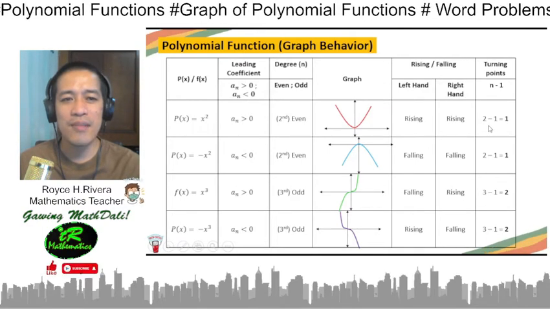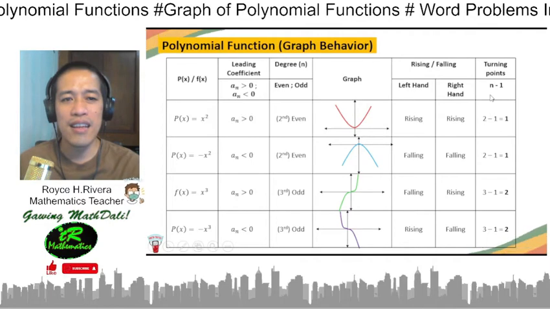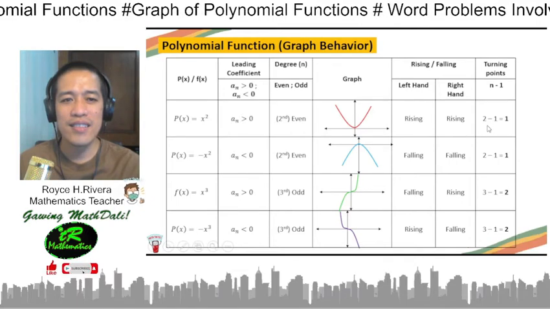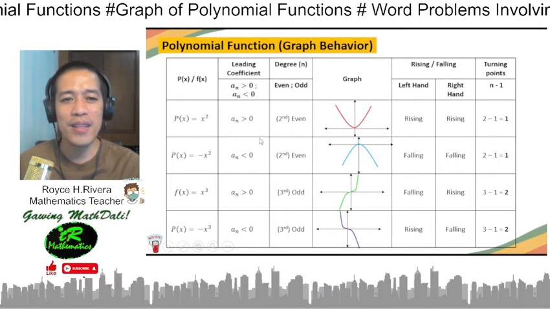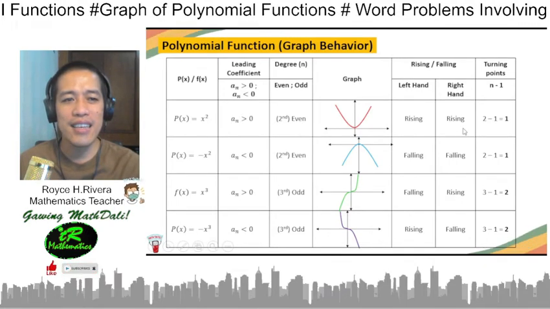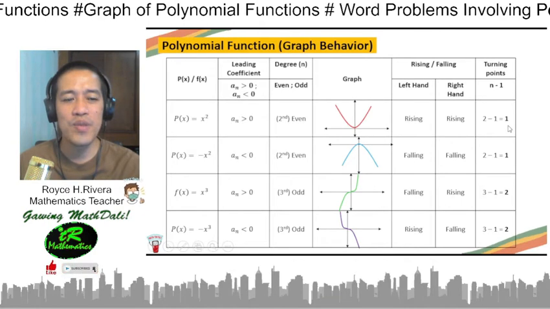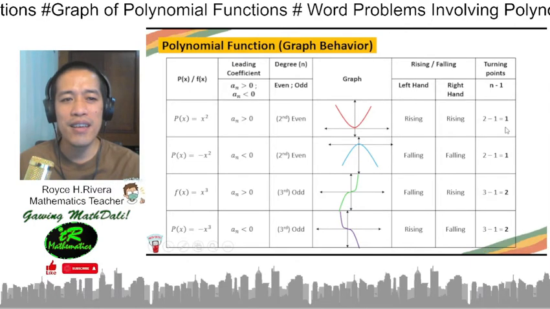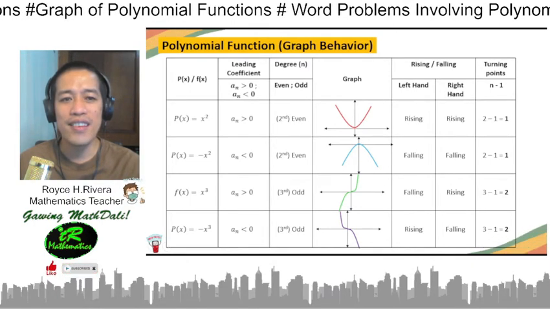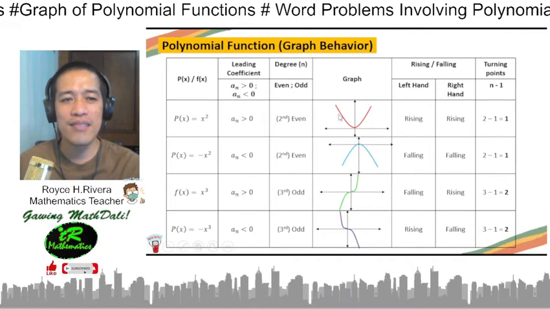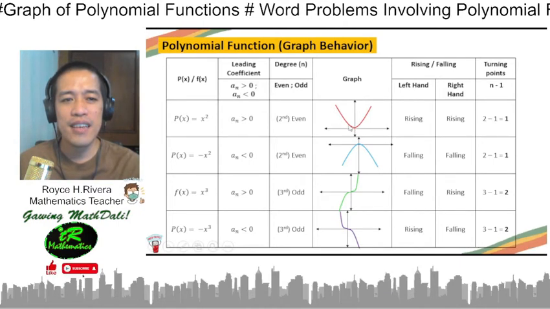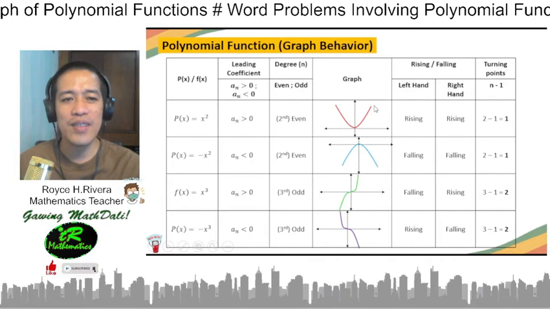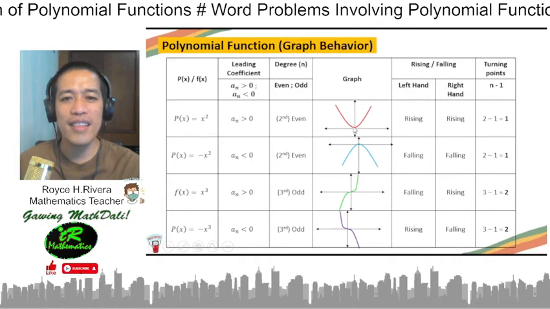To get the number of turning points, just subtract the degree n by 1. The degree of the given polynomial is the second degree, so 2 minus 1 equals 1. So the graph of the given polynomial will have one turning point, as shown in this figure. Rising to the left, rising to the right, and it has one turning point.